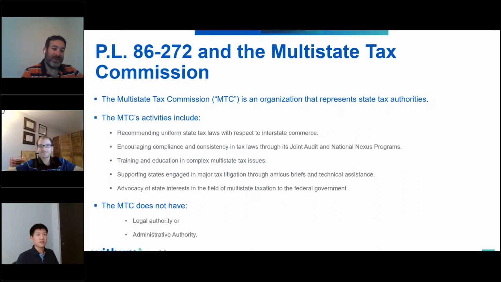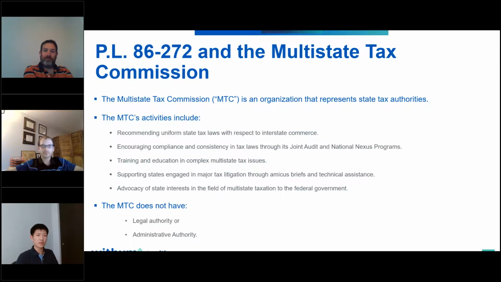Let's talk about the MTC, Multistate Tax Commission. Basically, this is a perfect opportunity and a reason why we're bringing up PL 86272 at this time of the year. The Multistate Tax Commission is an organization striving towards the accountant's and I guess some clients' dream of conformity and uniformity among the states, if we can ever get there. However, it's not always perfect, but some of the functions they perform are that they recommend uniform state tax laws. They encourage compliance and consistency in tax laws.